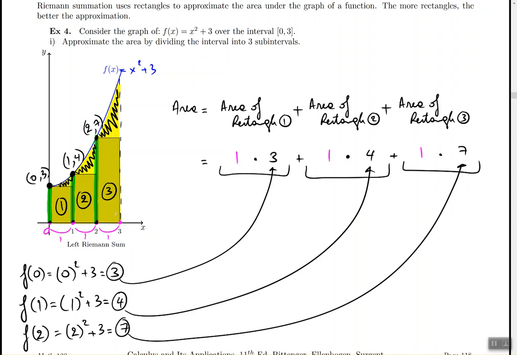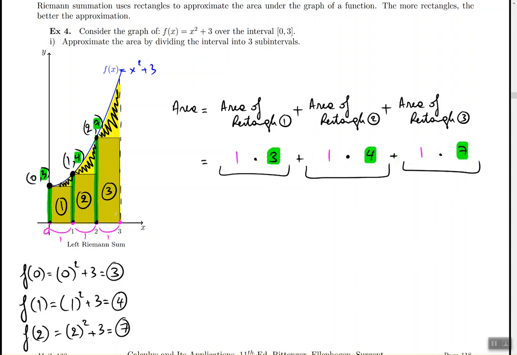Okay, so the 3, the 4, the 7 are the heights of all of the rectangles. So now I am basically finished. 1 times 3 is 3, 1 times 4 is 4, 1 times 7 is 7. So together that's going to be 17 units squared. So the area underneath the curve is approximately 17. It is not exactly 17, it's approximately 17.